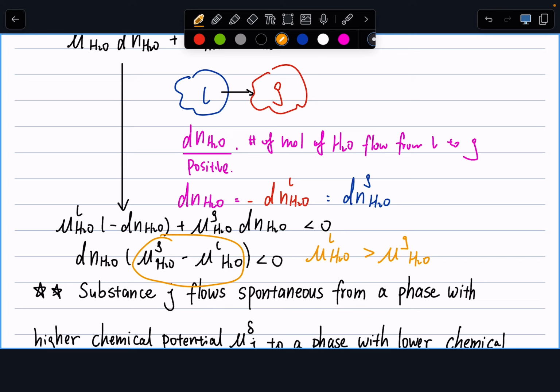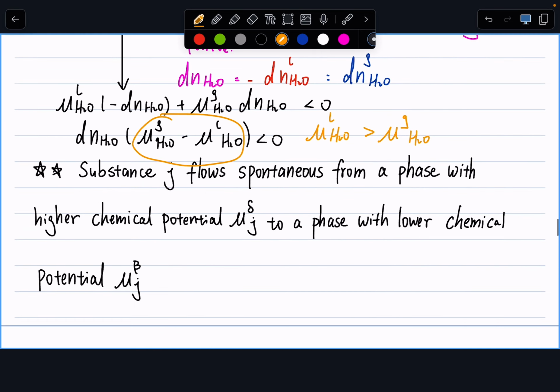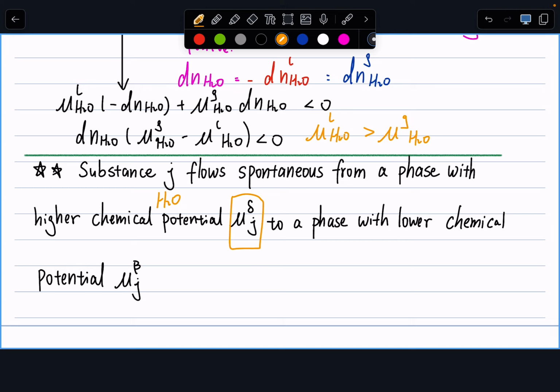So if we generalize our conclusion here, what we're getting is, let's say, any substance J. In here, my substance J is water, and it flows spontaneously from a phase with higher chemical potential, which in here is my liquid, to a phase with lower chemical potential.